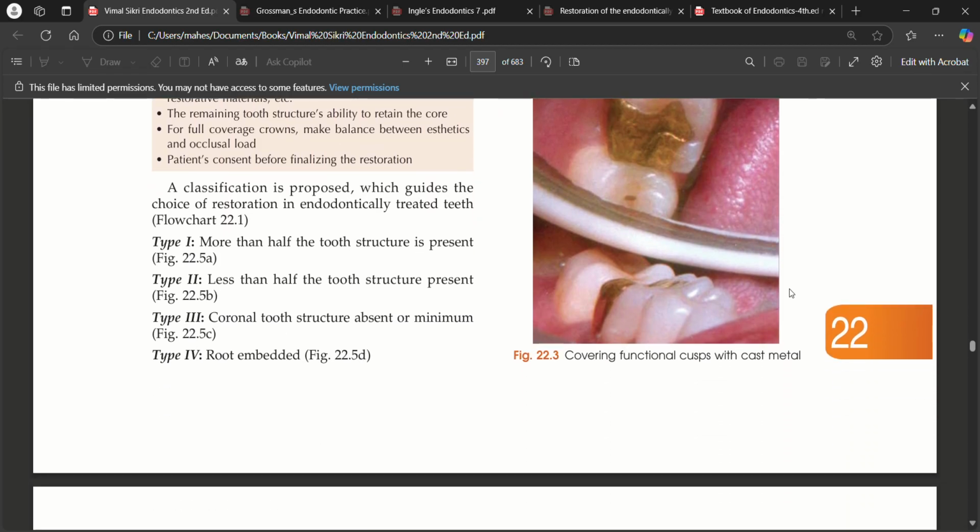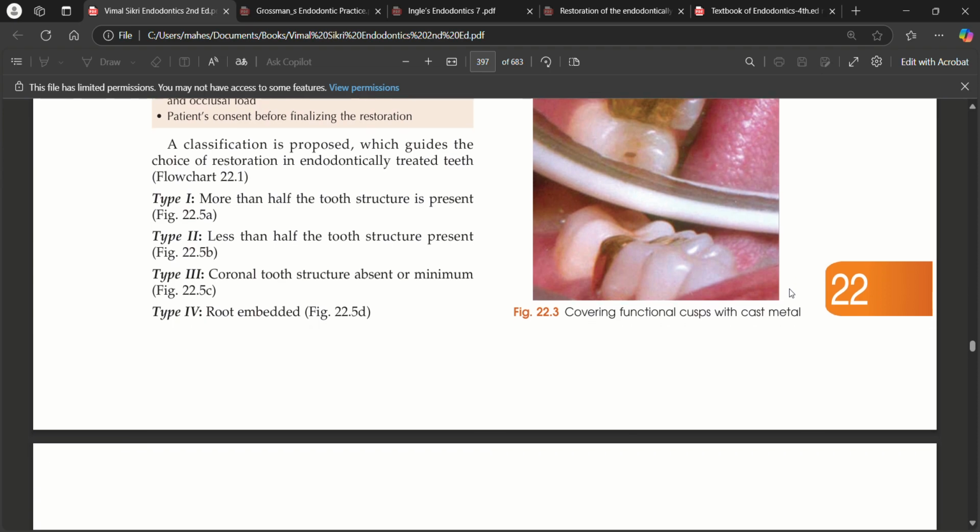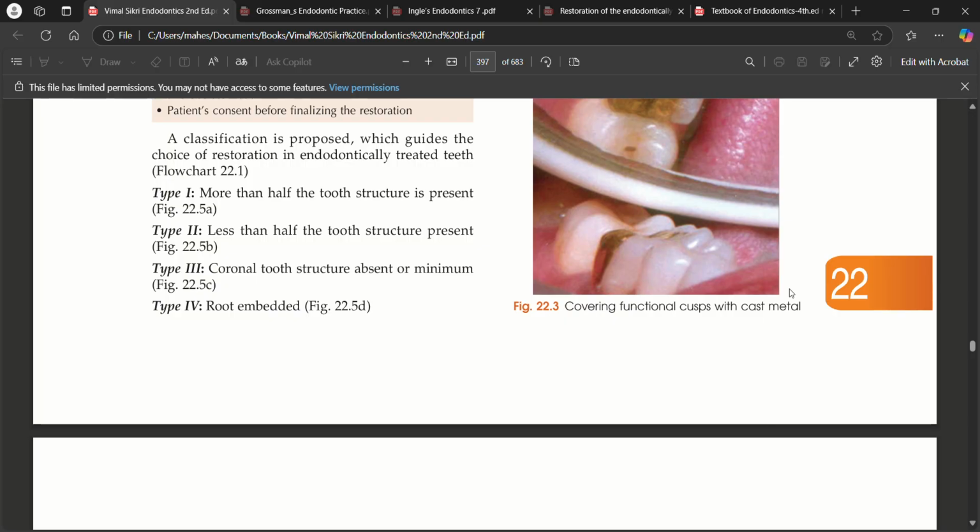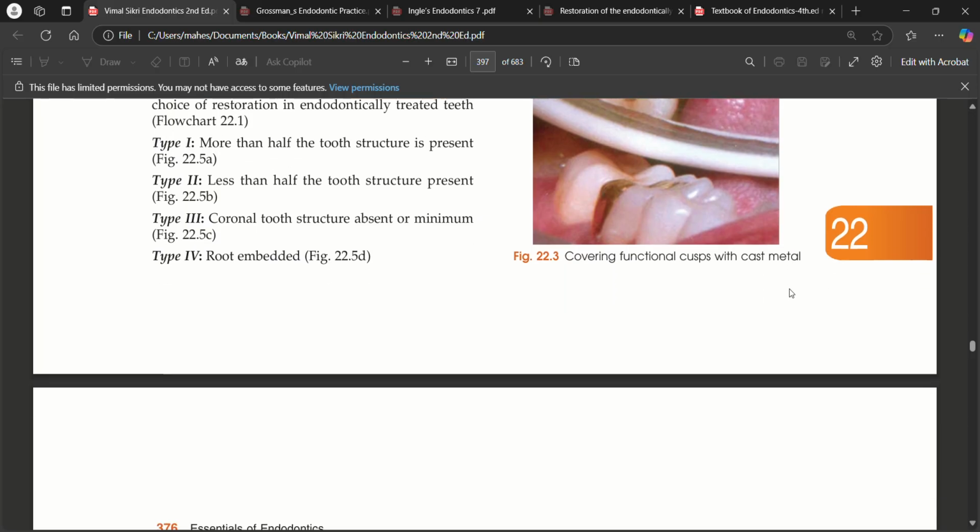Then type 2 is less than half of the tooth structure present. Type 3 is coronal tooth structure absent or minimum, and type 4 is root embedded.